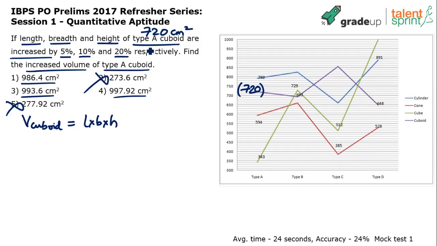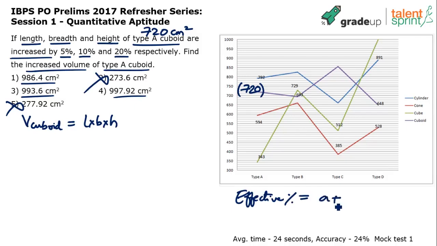I know the initial volume. I should know the percentage change in the volume. What will you use now? I am going to use this most important technique. If you ask me, the most important technique that I believe we have in quantitative aptitude is the concept of effective percentage. Very, very important.